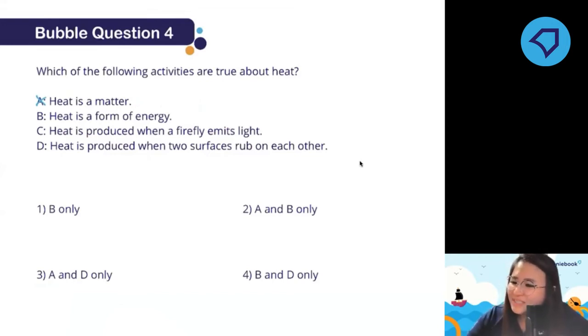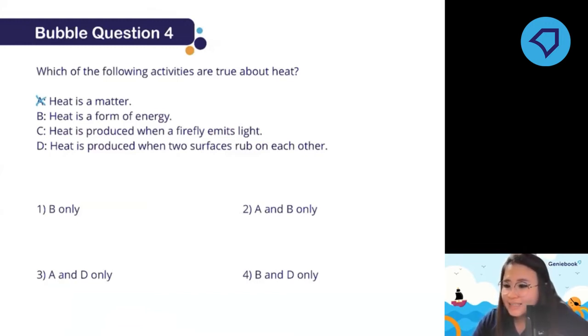C. Heat is produced when a firefly emits light. Is heat produced when a firefly emits light? No, it doesn't. Fireflies actually don't emit heat. They have something called cold light. And we're going to look at a video together to illustrate that later.